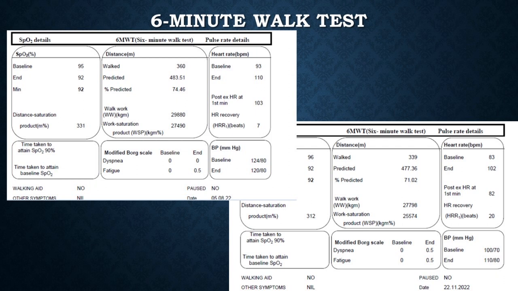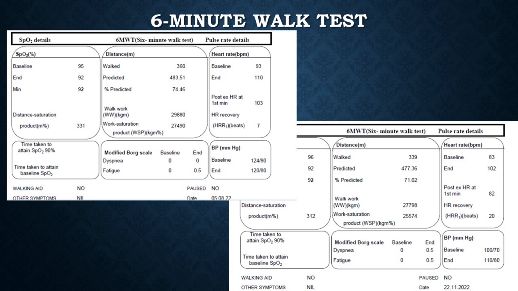If you walk less and desaturate the same, that is why we use an improvised product called the distance saturation product. This is a product of the lower saturation and the distance walked. And you can say that that has declined. 331 to 312. That is a significant drop in the DSP.